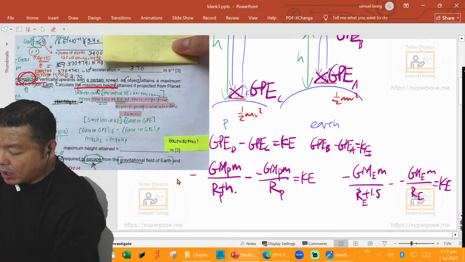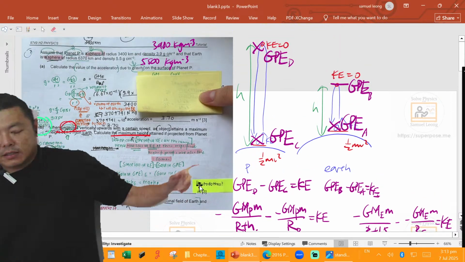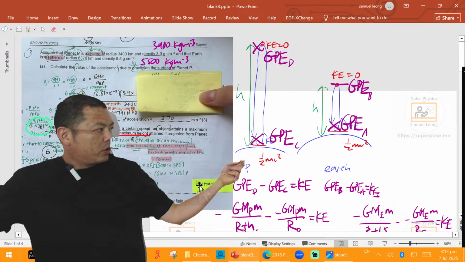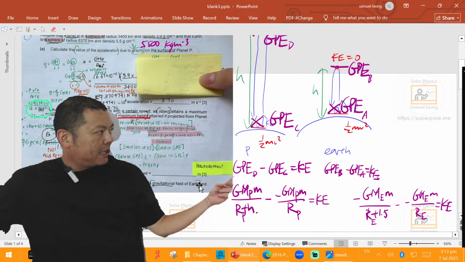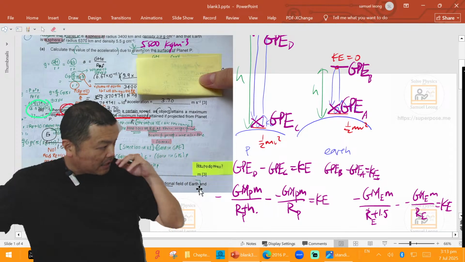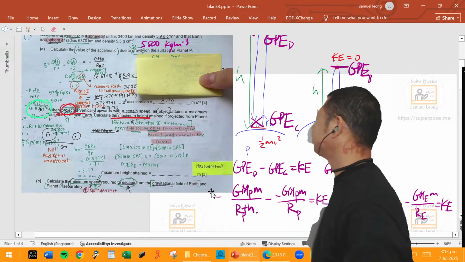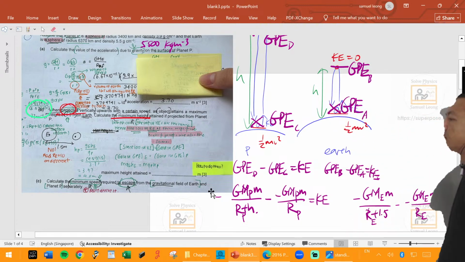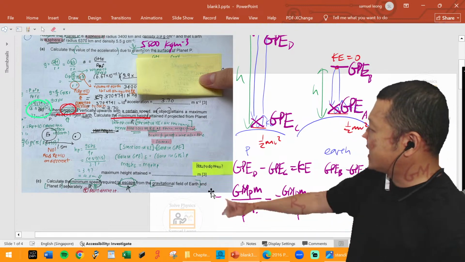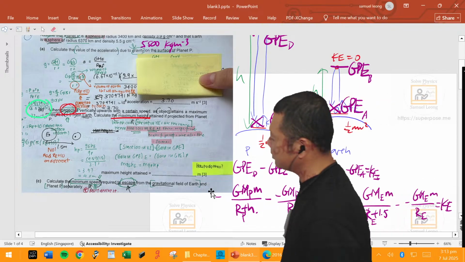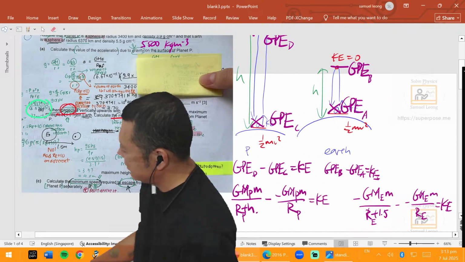One of the next common mistakes that students make is that they try to use SUVAT. They try to use kinematics. But I guess you won't think of that.